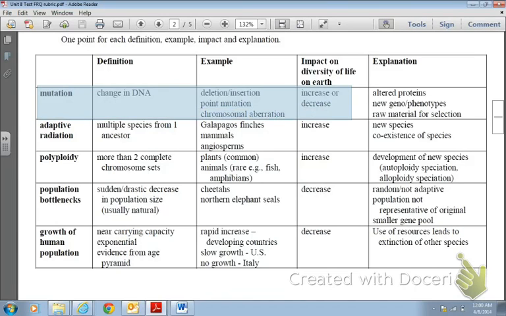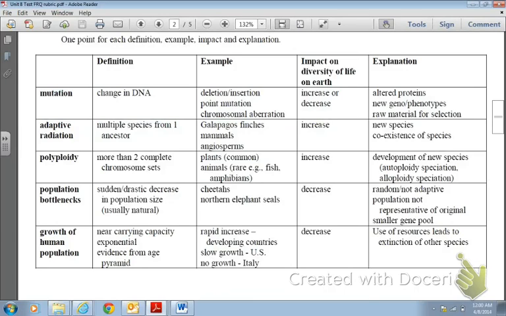Mutations increase diversity, unless it kills the population, which would decrease it. But mutations generally increase diversity. And then a couple of you got these points. Mutations are going to change the protein, change the genotype or phenotype. Okay, so pretty good on that one.